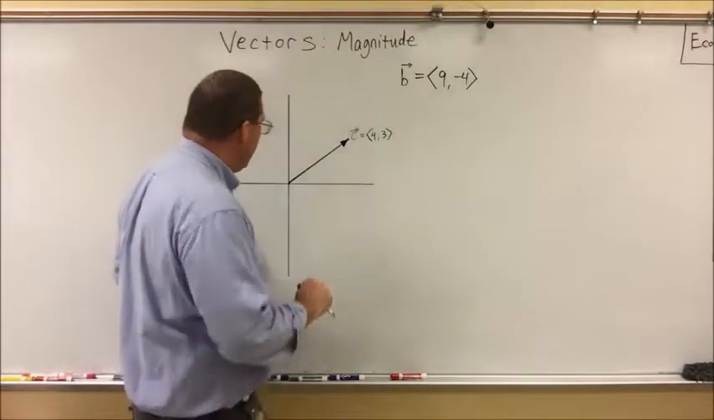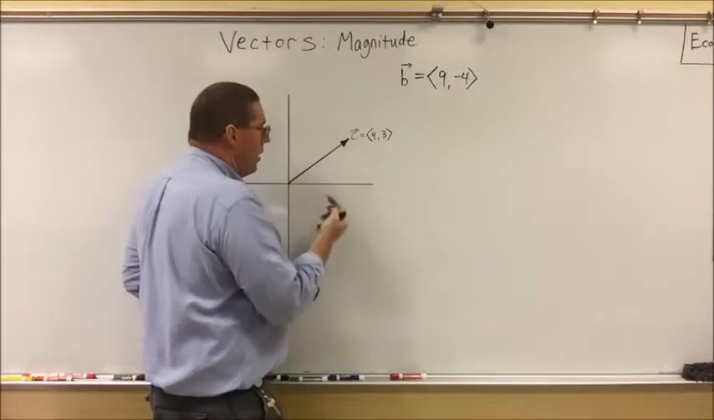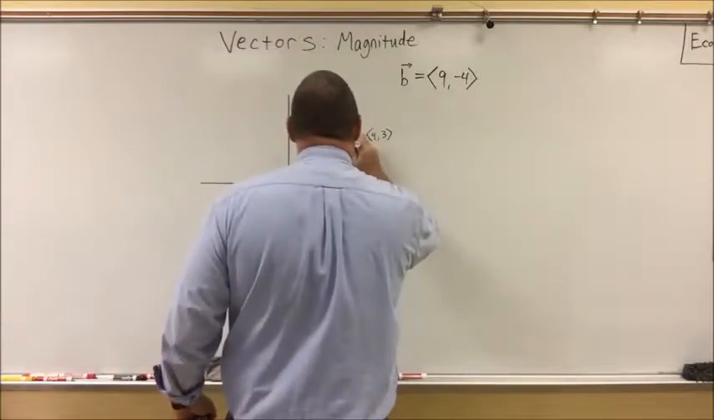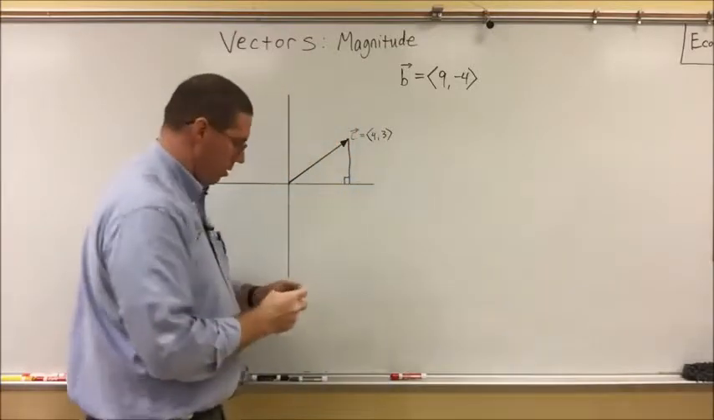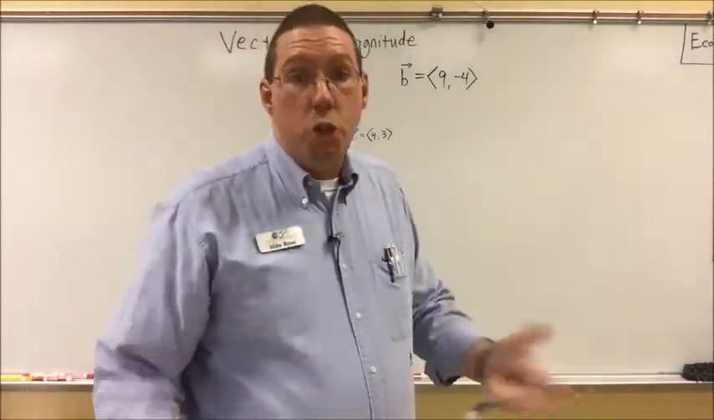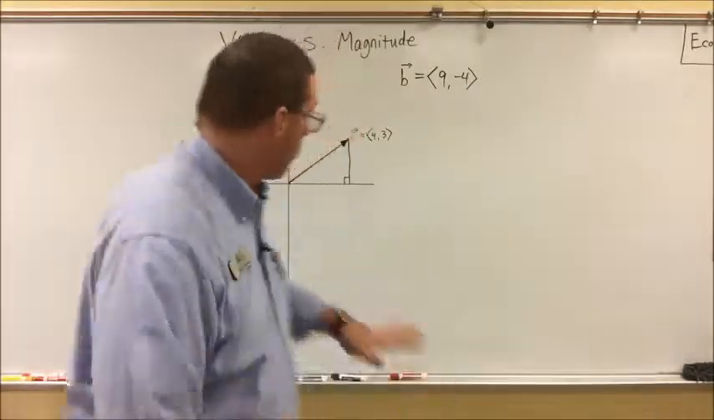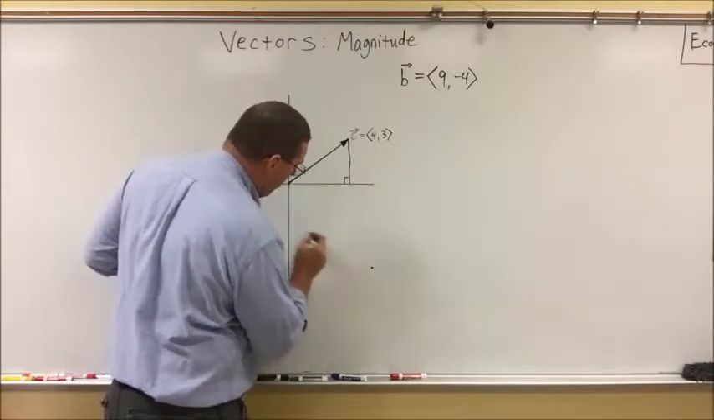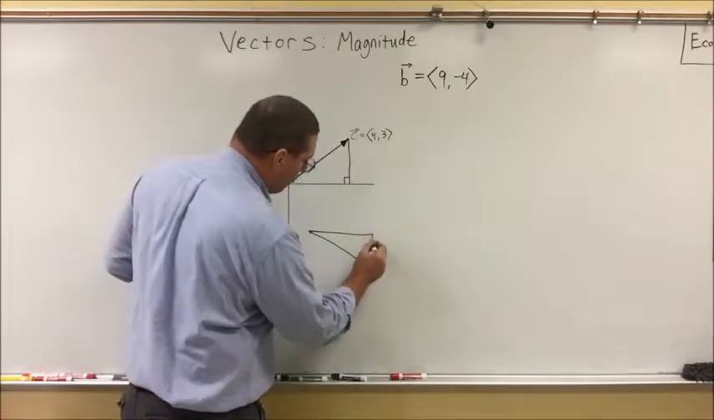Watch this. Do you see this vector right here? The length of the line is basically a hypotenuse of a right triangle. Look at that. It's the hypotenuse of a right triangle. In fact, any diagonal distance between 2 points on a coordinate plane is always a hypotenuse. If I had a point here and another point here, and I wanted to know the distance between those 2 points, I could very simply draw a right triangle.